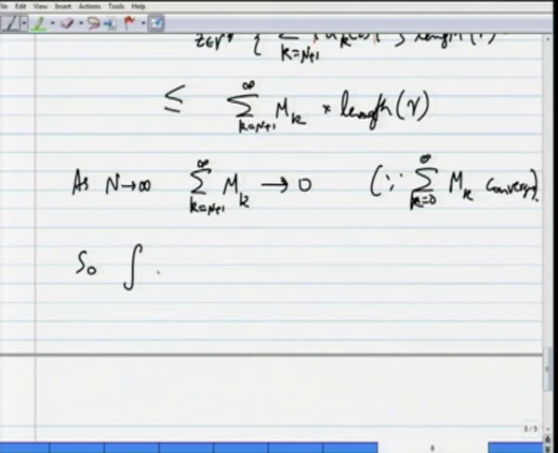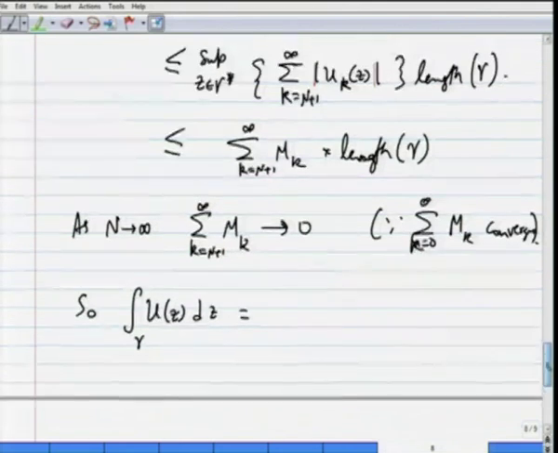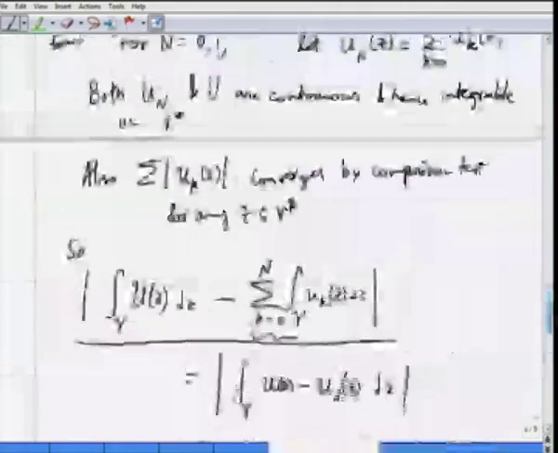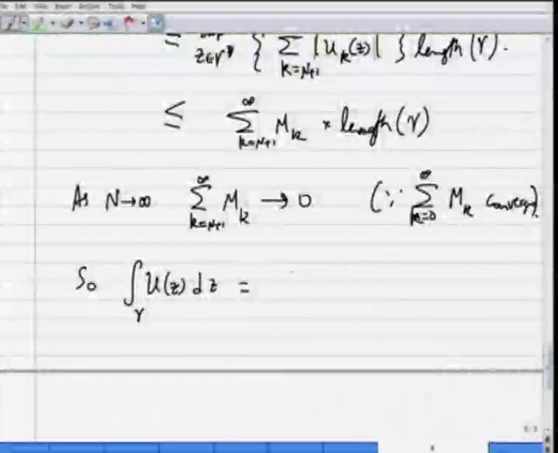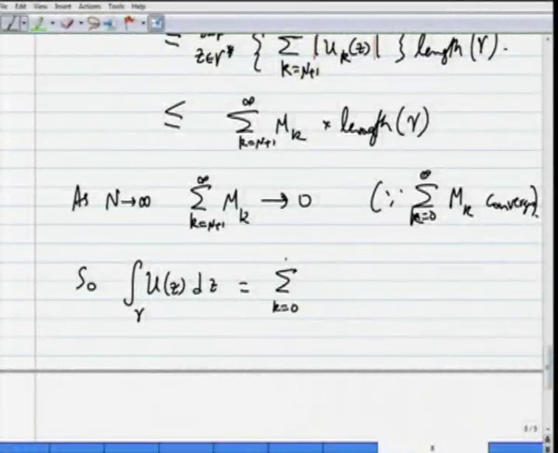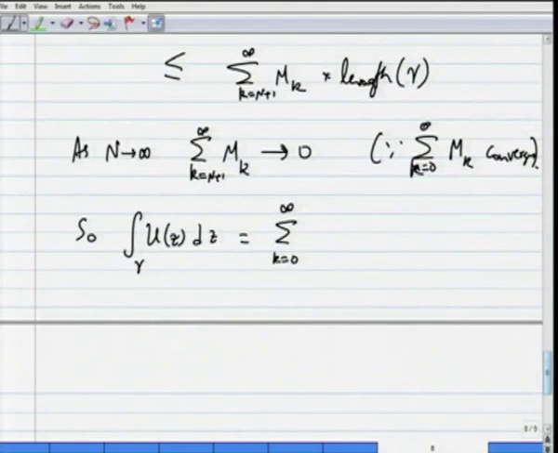So, the contour integration of u of z dz is, in modulus, equal to 0. So, this is equal to the sum over k equals 0 through infinity, of the limit as capital N goes to infinity, with N as the top bound of the summation, of the contour integral of u k of z dz.